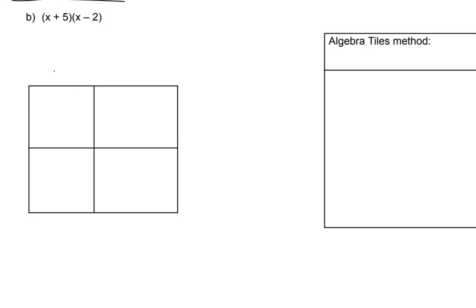So I'm going to put here, I'm going to have x, and I'm going to have plus 5 over here. I'm going to have x and negative 2 here. x times x is x squared.